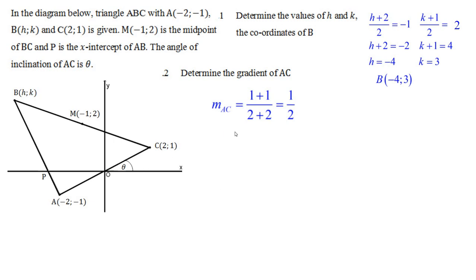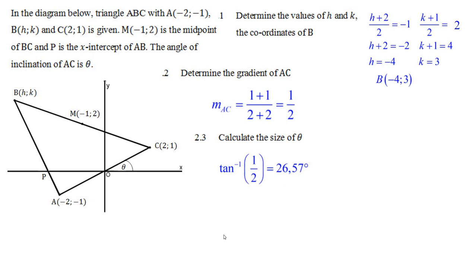And the next question is just as easy. We've got the gradient. How do you get the angle? You go shift tan of the gradient. And that always gives you the angle because the tangent of the angle is equal to the gradient. Tangent theta equals m on your formula sheet.